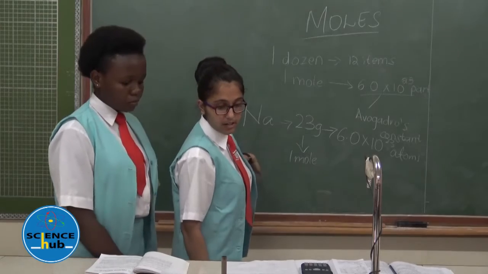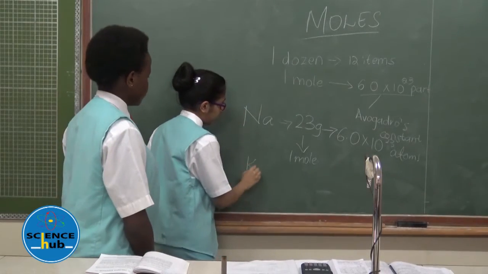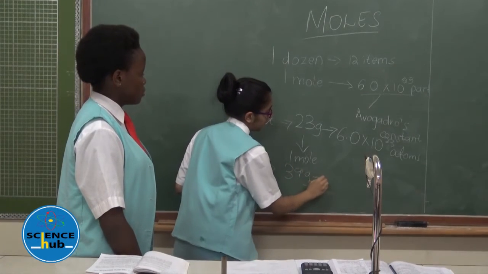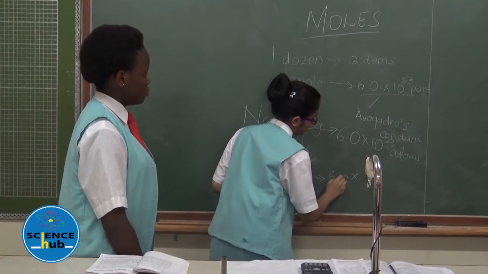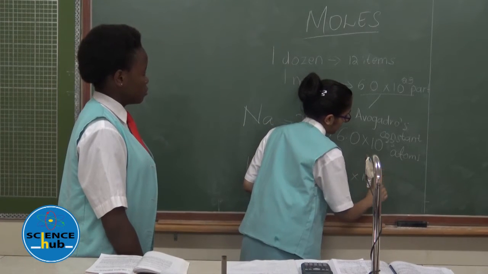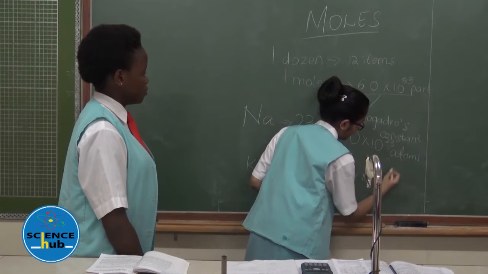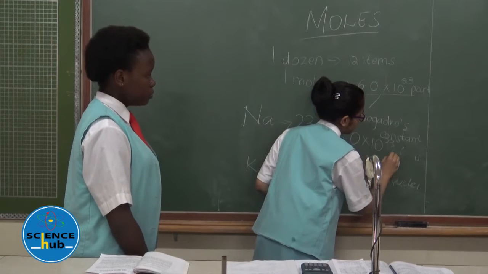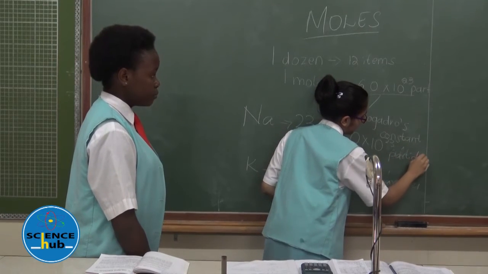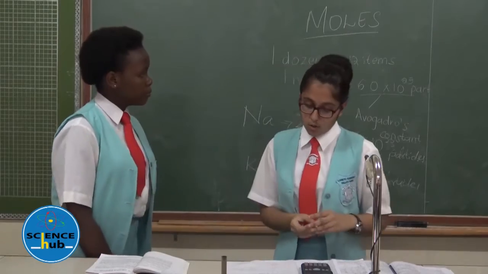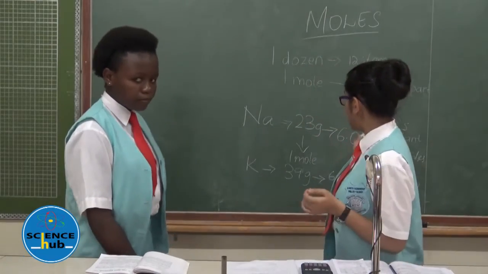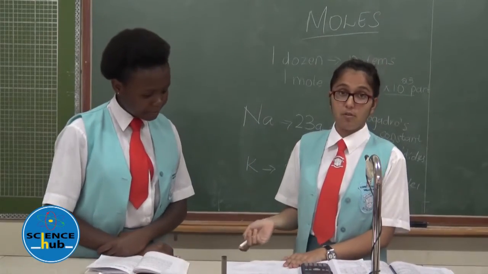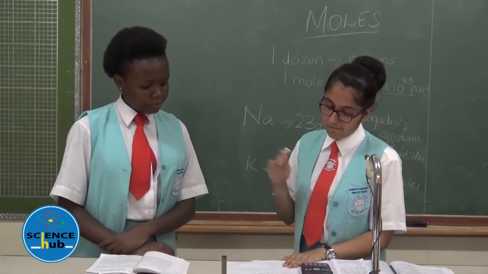Same for another element like potassium. Potassium's mass is 39 grams. It also contains 6.0 times 10 to the power of 23 atoms. It's particles, not atoms. So we can find the relative atomic mass of elements. Then we can also find the relative atomic mass of compounds with the same concept.